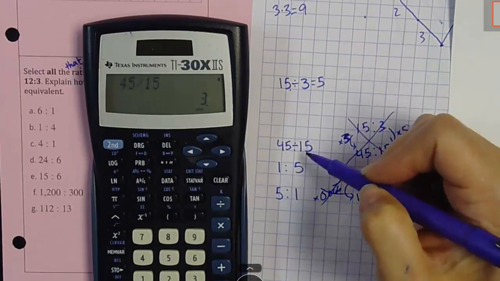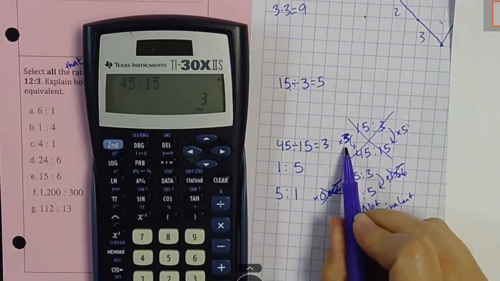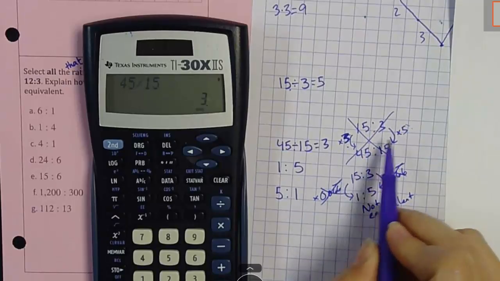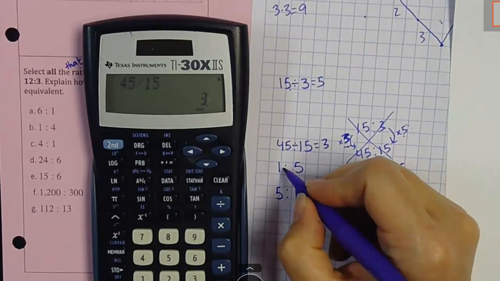If I divide, I would get 5. On this one, when I divide, I ended up with 3. They can't be equivalent. I realized I messed up my math right here. 15 times 3 is 45, and these don't match. That's what I get for rushing. This one I can divide again.